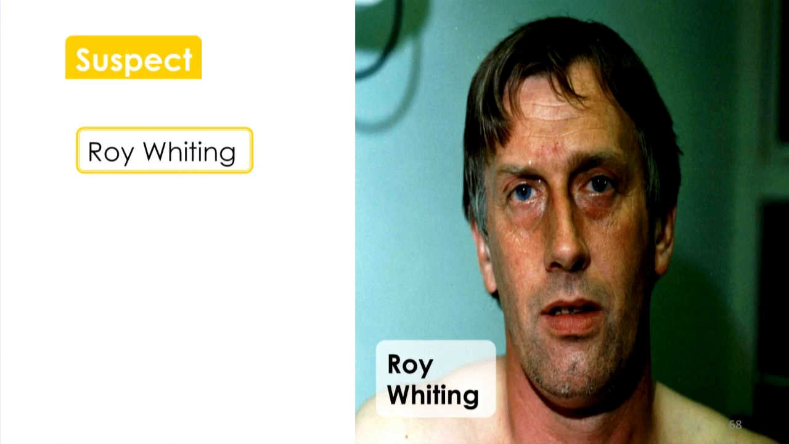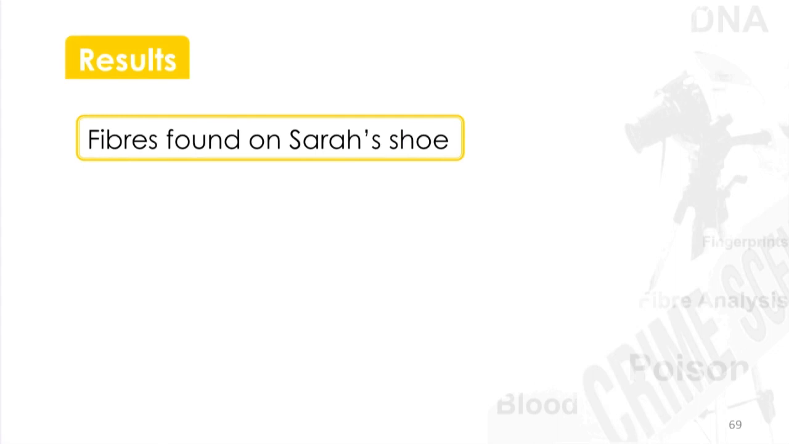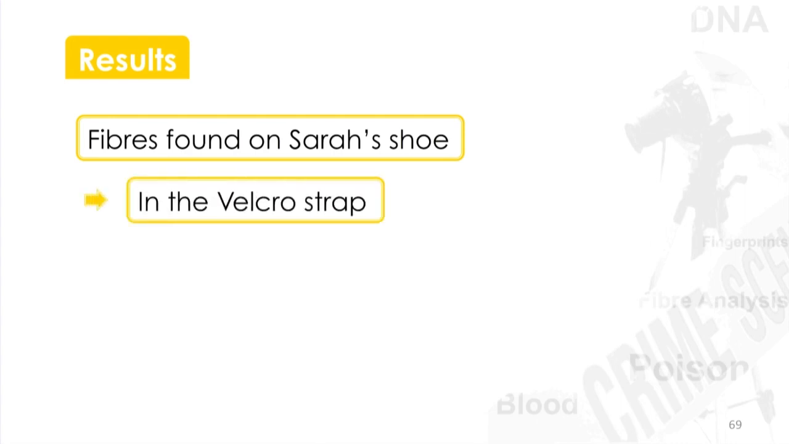During the investigation, Whiting was actually in prison for a completely different offense, dangerous driving, and that gave the police plenty of time to really search his van. Fibers proved to be very important in this case. They found many fibers on the strap of Sarah's shoe. This is one of those shoes which uses a Velcro strap, and fibers get tangled in the Velcro very easily. So in the Velcro strap, they were able to find 350 fibers.